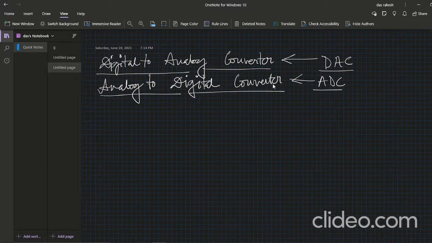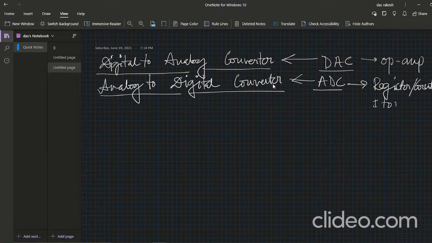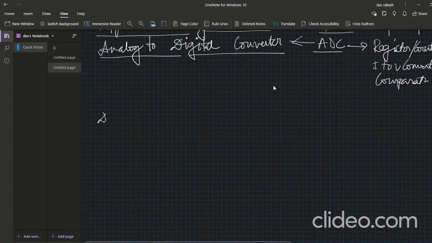First of all, the digital to analog converter is basically designed using an operational amplifier, and the ADC is designed by using resistors or a counter, and there is a current to voltage converter, I to V converter, and one comparator used. Okay, first of all we discuss what a digital to analog converter is. Digital to analog is our first topic.